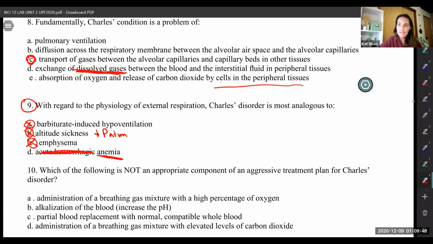We don't have a change in the diffusion rate. As we said earlier, we have normal diffusion across the respiratory membrane from the alveolar space into the capillary blood. That's not a problem, right? The problem comes with trying to then load the oxygen onto the hemoglobin and then release that oxygen once it is bound.